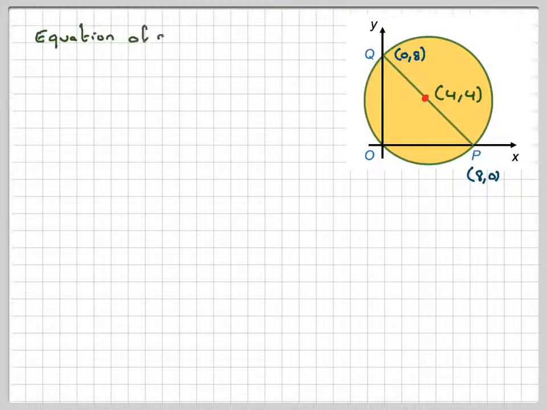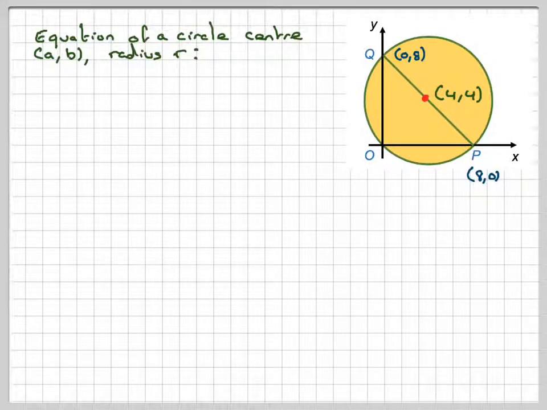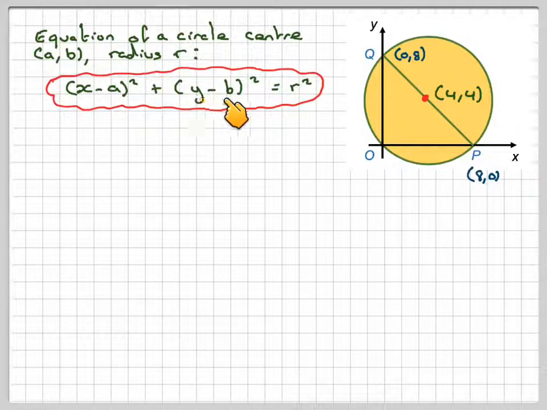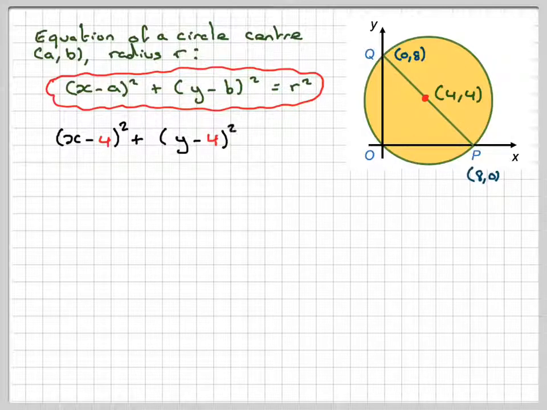Right, so the equation of a circle, centre (a, b) with radius r, is given by (x minus a) all squared plus (y minus b) all squared is equal to r squared. So where a is going to be 4 and b is going to be 4, it's (x minus 4) squared plus (y minus 4) squared. Now r is going to be this distance here. Well, we know this distance is 4, and we know that this distance is 4, and therefore that's the radius.